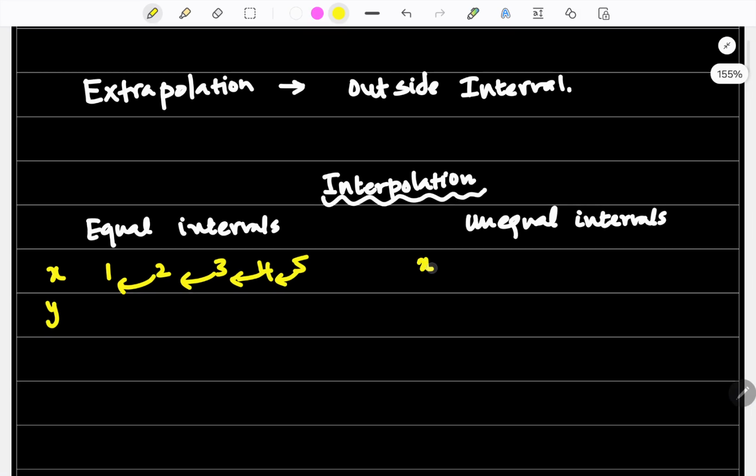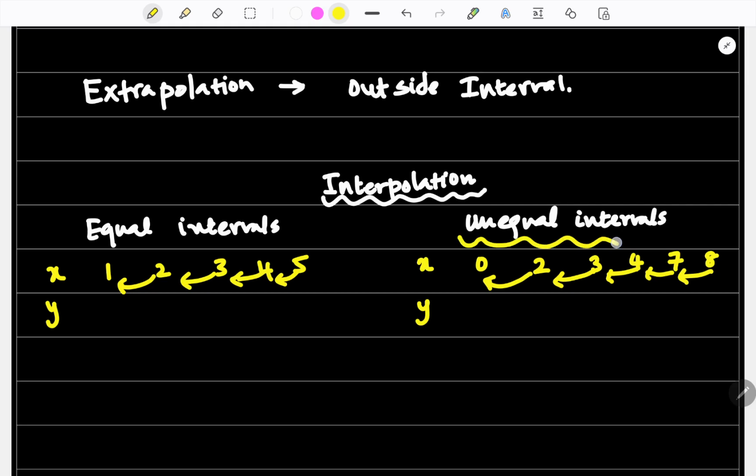So what about unequal intervals, teacher? Unequal intervals will be like this. For example, x will be 0, 2, 3, 4, 7, 8. Can you guess anything? 2 minus 0 is 2. 3 minus 2 is 1. 4 minus 3 is 1. 7 minus 4 is 3. 8 minus 7 is 1. So this is for unequal intervals and equal intervals.